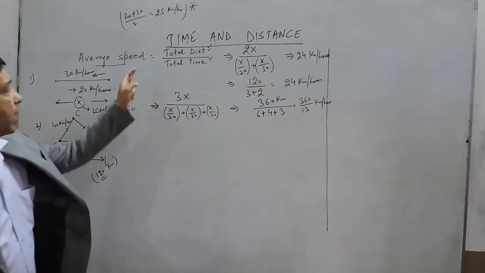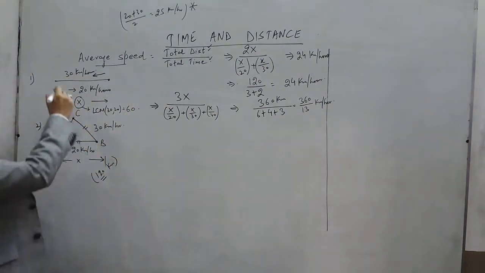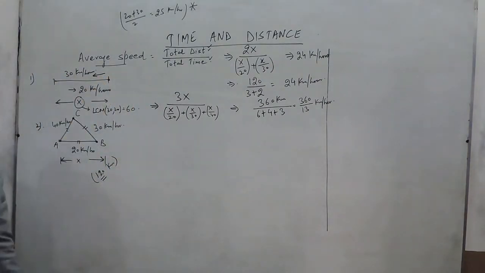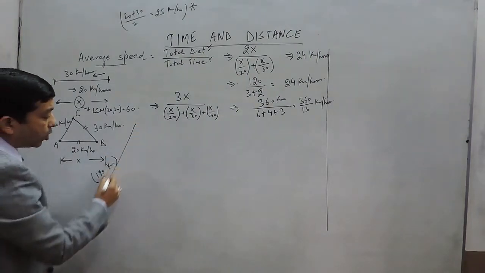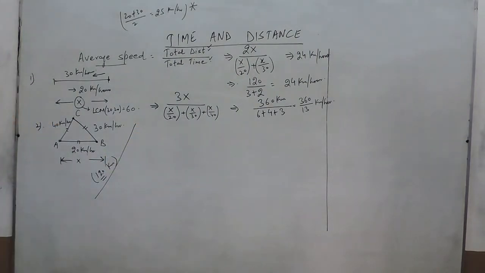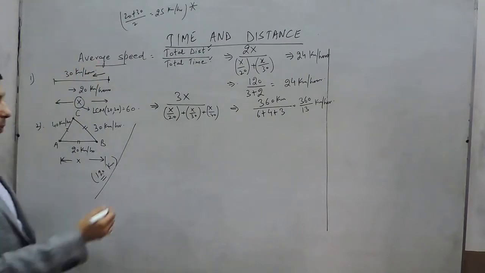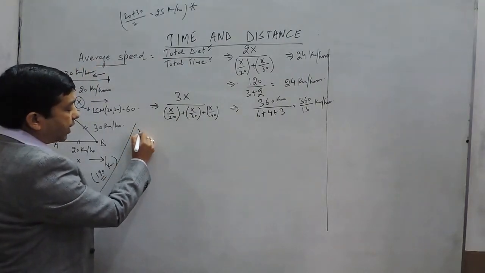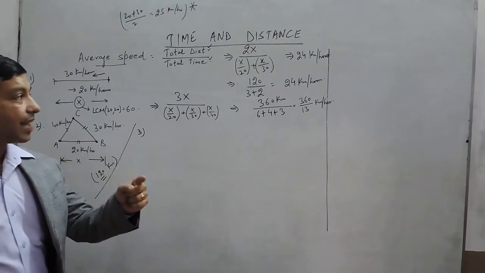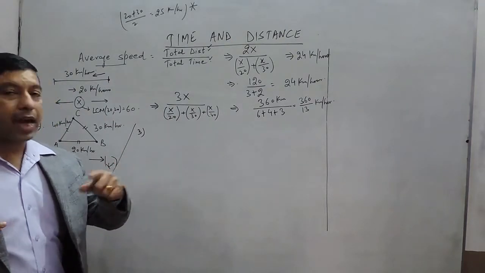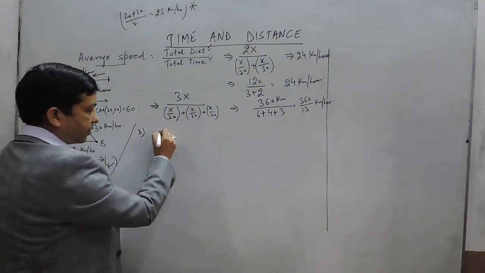This way we can find out the average speeds when the distance is the same. There can be two other types of questions in average speed. In one of the questions, the distances are different and the times are also different.